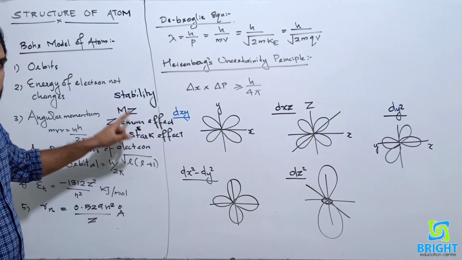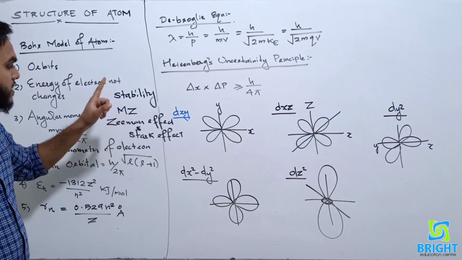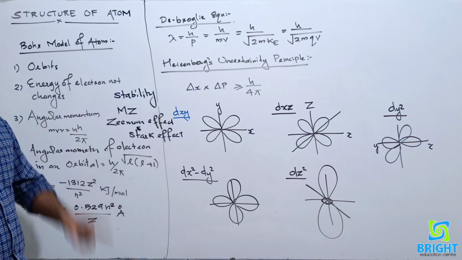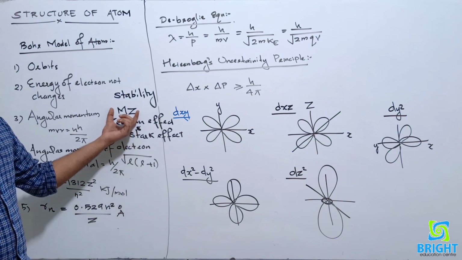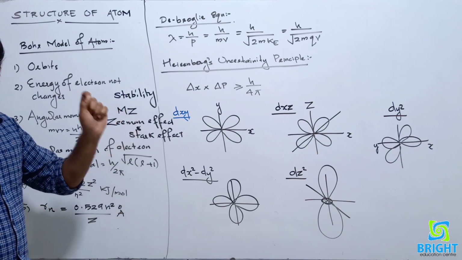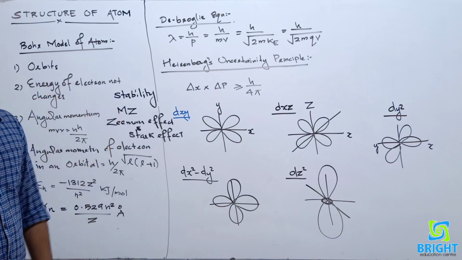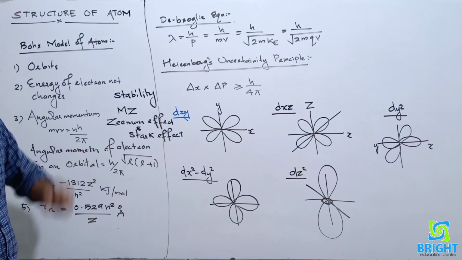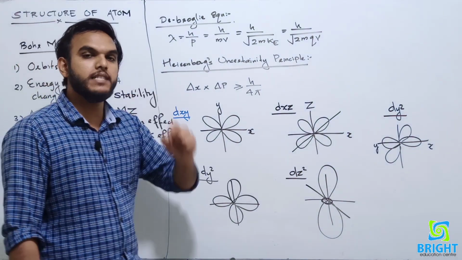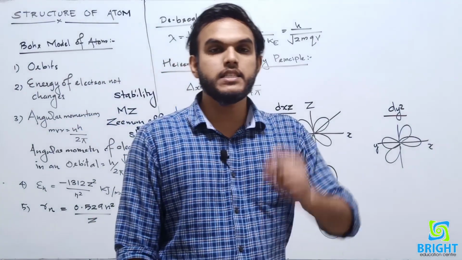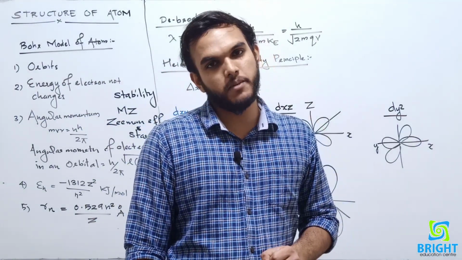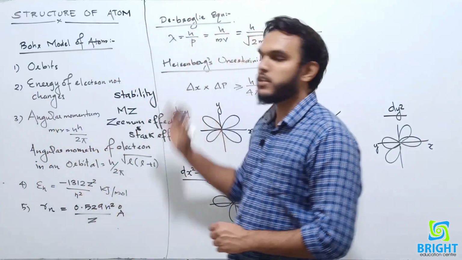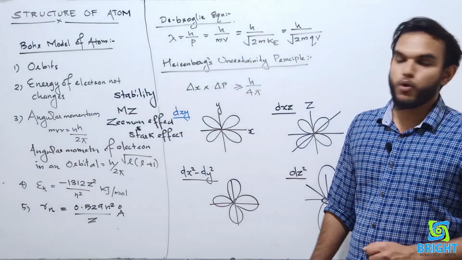Splitting of spectral lines in the magnetic field is known as the Zeeman effect, and the splitting of spectral lines in the electrical field is known as the Stark effect. For simplicity of the Zeeman effect, I am using MZ: M for magnetic field splitting, it is the Zeeman effect. So it cannot explain stability, the Zeeman effect and the Stark effect. Is that clear? So we studied the Bohr model of an atom, its basic equations, and its limitations.